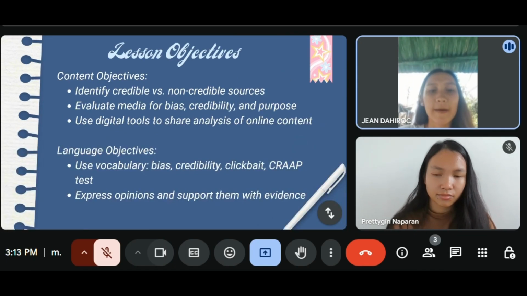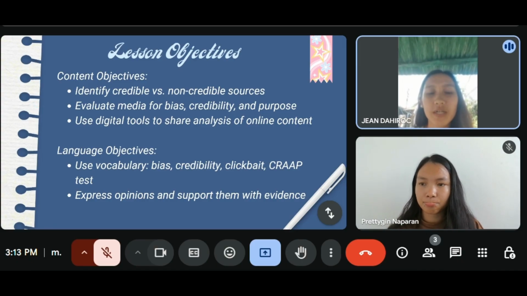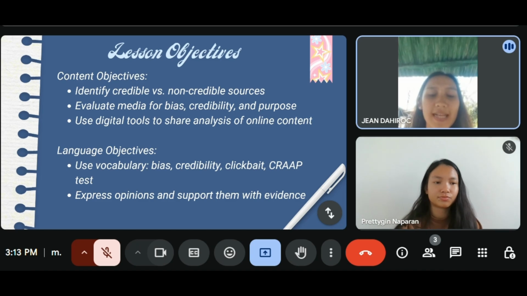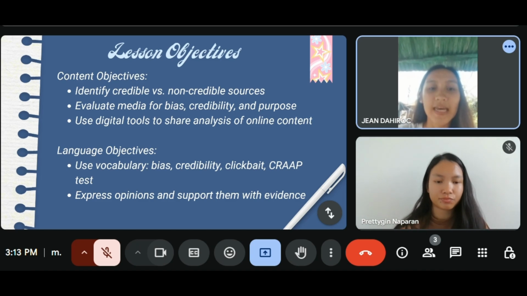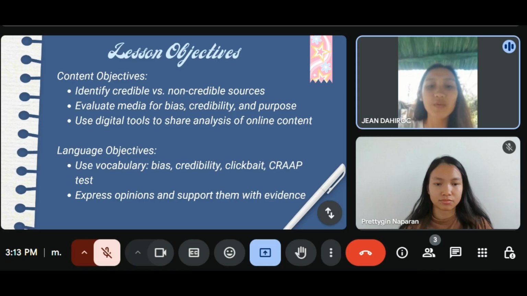Next, the lesson objectives are to identify credible versus non-credible sources, evaluate media for bias, credibility, and purpose, and lastly, use digital tools to share analysis of online content, and also use key terms like bias, credibility, clickbait, and the CRAAP test, and express opinions and support them with evidence.